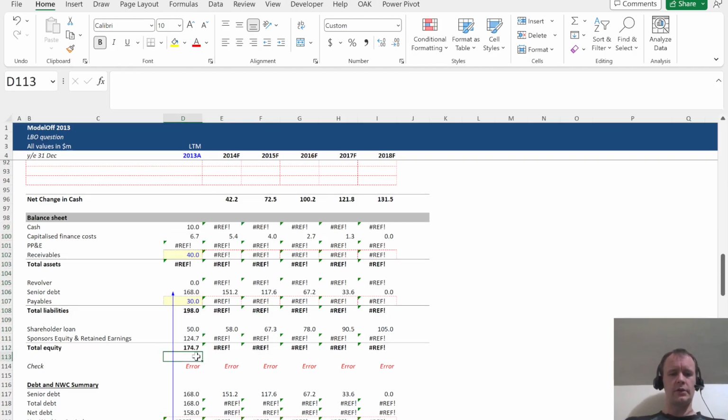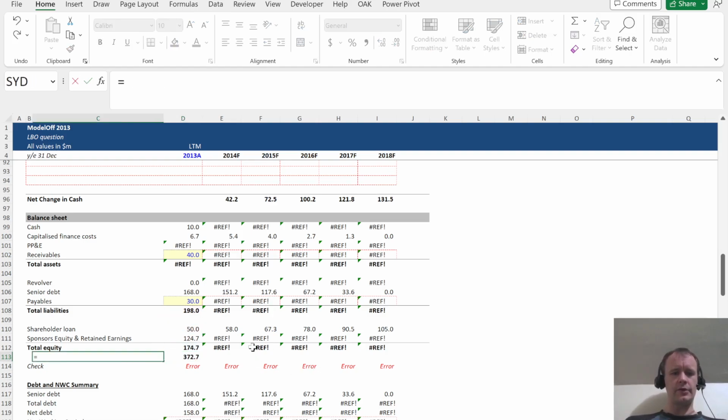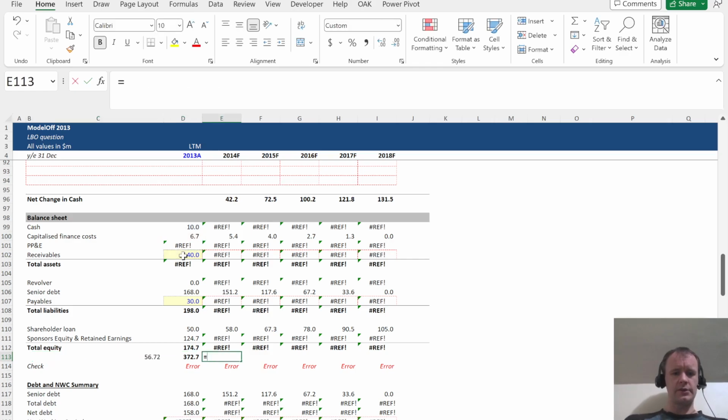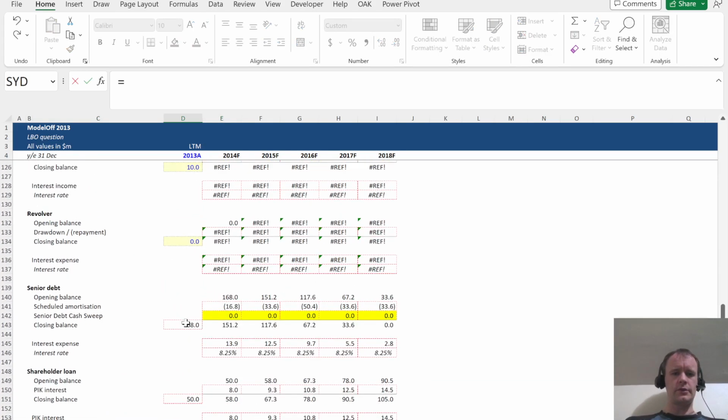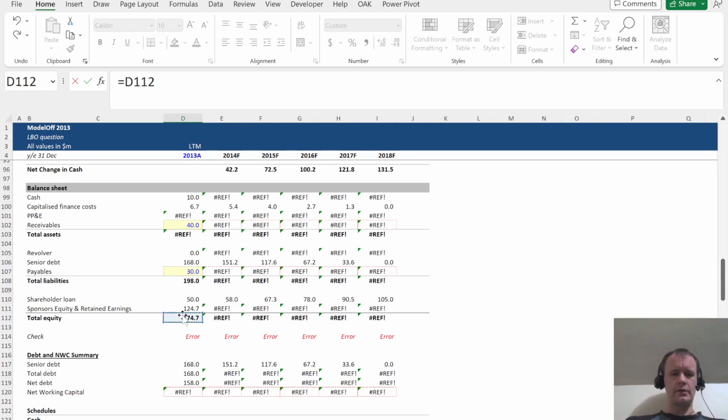So our total, again, just TUA to get rid of the arrows, our total liabilities plus equity is 372, and our total assets, aside from PP&E, cash plus the capitalized finance cost plus the receivables. So the difference between those two is 316. So that is going to be our opening PP&E balance. I guess, yeah, I will just link it down here. So equals this plus this minus this minus this minus this.